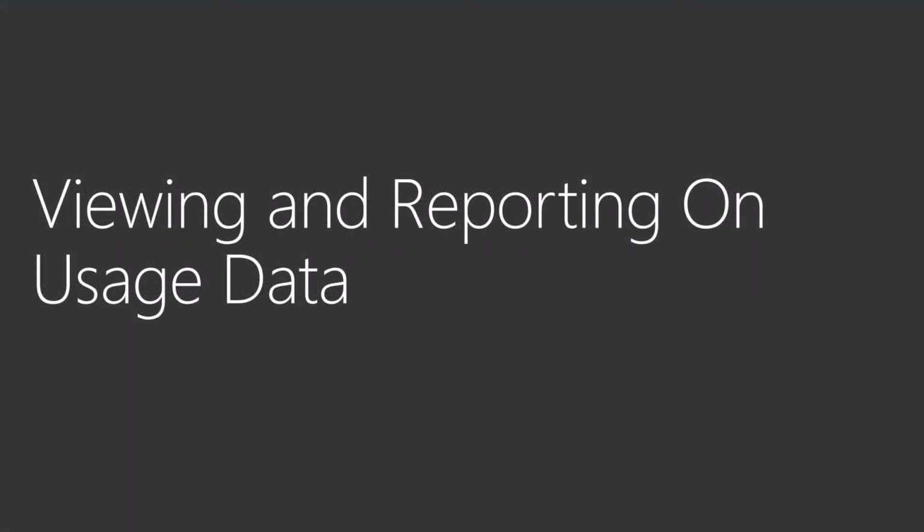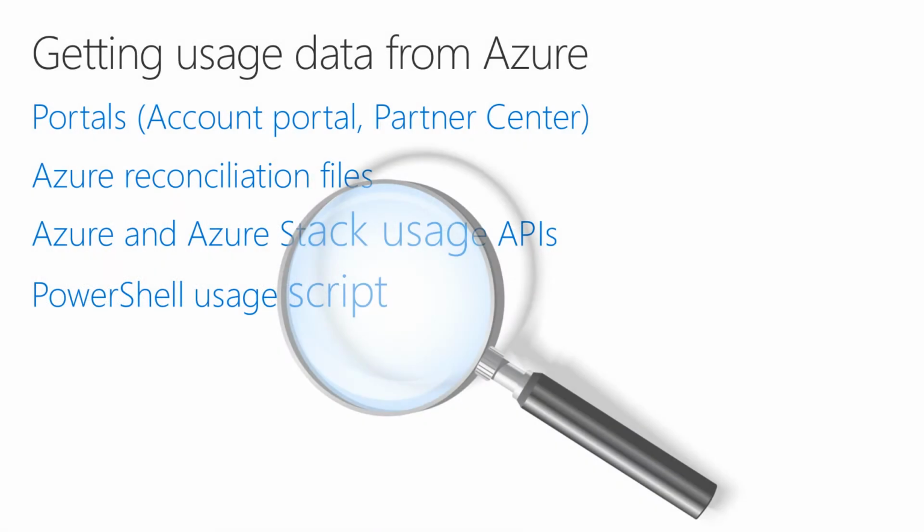Let's take a look at how we can view this data and what it looks like. There are a few different methods and places where we can get usage data. We have the Azure Account Portal and Partner Center. We have the Azure reconciliation files. We can use the Azure and Azure Stack usage APIs. And there is also a PowerShell script that makes it easy to get this information from the Azure Stack usage APIs into a CSV file. Let's look at these in a bit more detail.